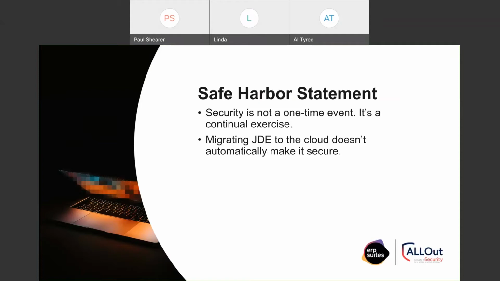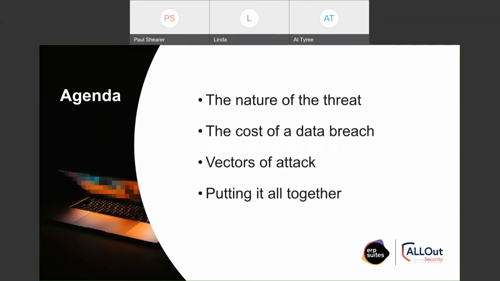So the agenda for the webinar today is we're going to talk about 4 different things. The first 2, very briefly, just framing up the conversation. What's the nature of the threat that we're all facing? What are the costs associated with data breaches? Where we're going to spend most of our time, though, is focused on this 3rd bullet, vectors of attack. So how are people going about attacking and exfiltrating data out of JD Edwards? And then lastly, putting it all together, summarizing everything that we've gone over.